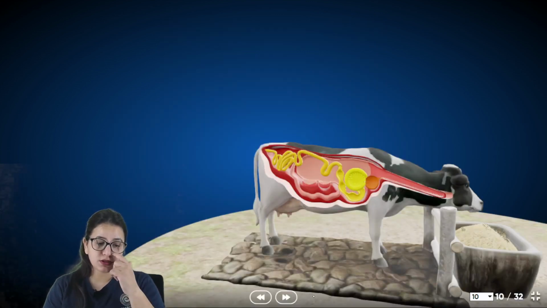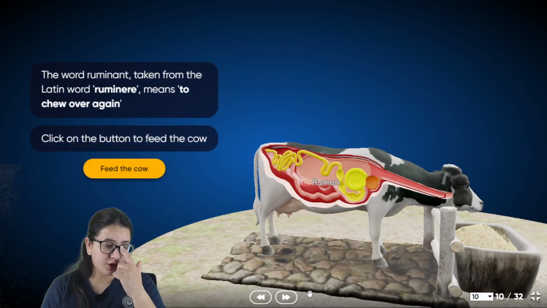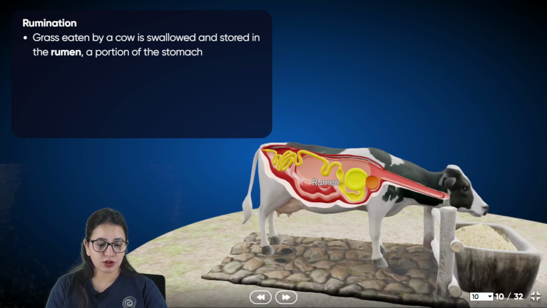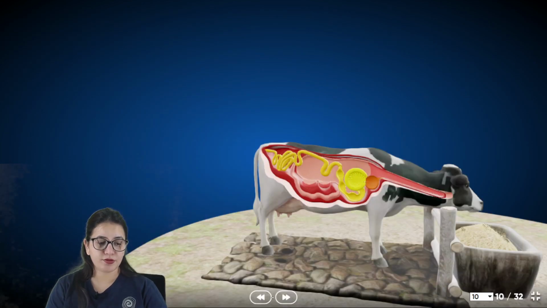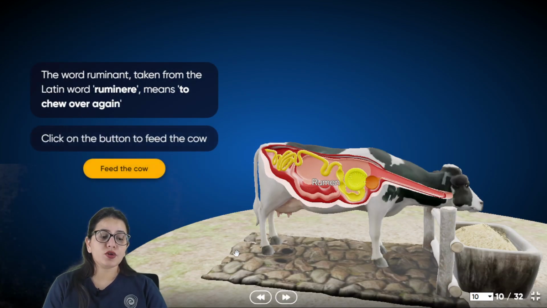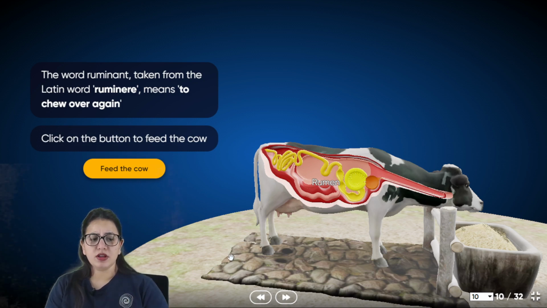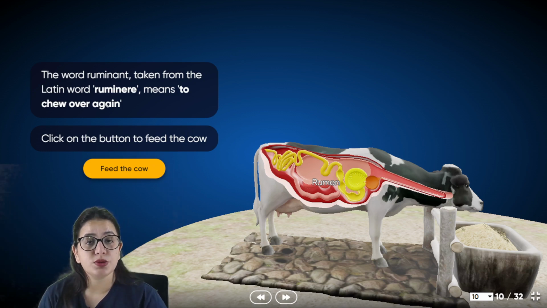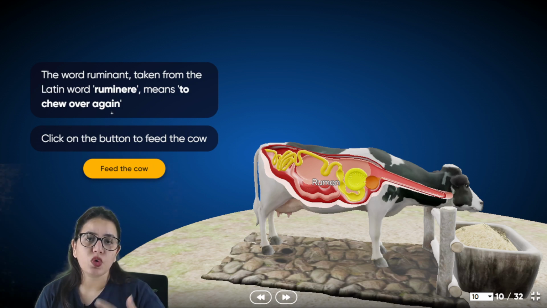Next we have, since we're talking about the word ruminant, let's feed the cow. As you can see, चलो उससे पहले ये देख लेते हैं before we feed the cow. The word ruminant is taken from the Latin word ruminare, which means to chew over again. So why are we calling them ruminants? The reason we are calling them ruminants is that the word ruminare is taken from the Latin word which means chew over again.